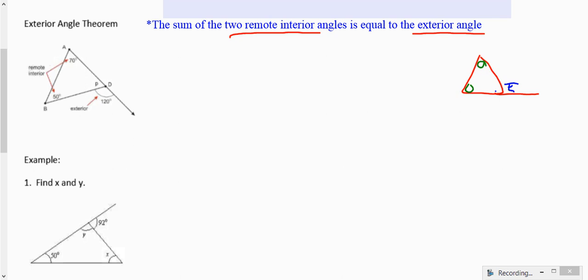So again, if I were to choose another side to extend, that then creates a different exterior angle, and the two remote interior angles would be those two. Now the property states that the sum of these two remote interior angles is equal to that exterior angle. So here's an example where we have an exterior angle of 120. The two remote angles 50 and 70 do add up to that 120.